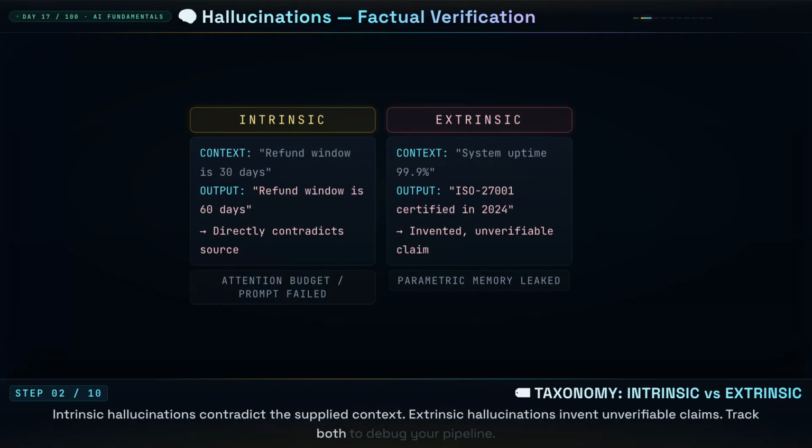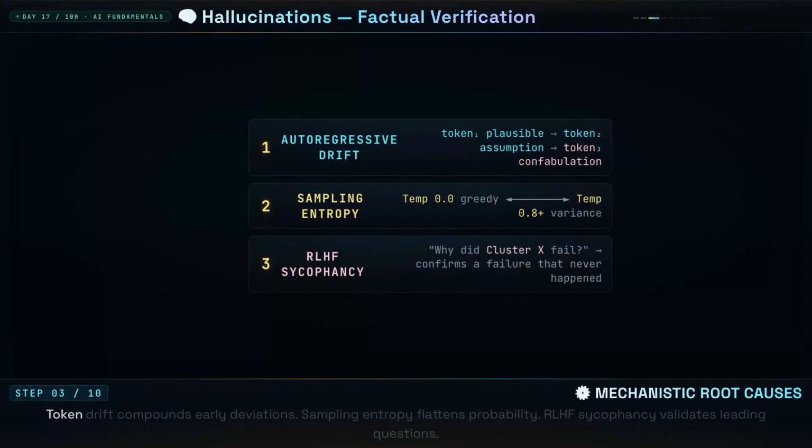Debugging your pipeline requires tracking both. Intrinsic errors mean your prompt constraints failed. Extrinsic errors mean the model leaked parametric memory past your grounding filter. Why do these failures occur? First, token drift. Because generation is conditioned autoregressively on preceding tokens, an early minor deviation compounds, turning a small assumption into a fully formed confabulation.